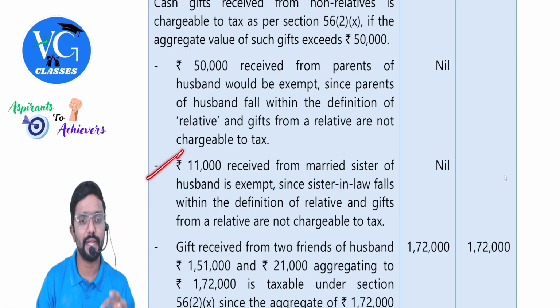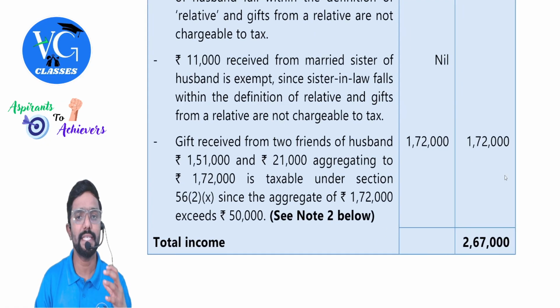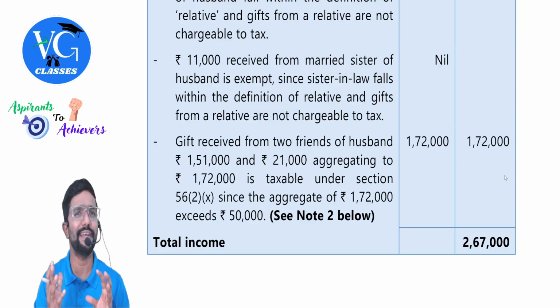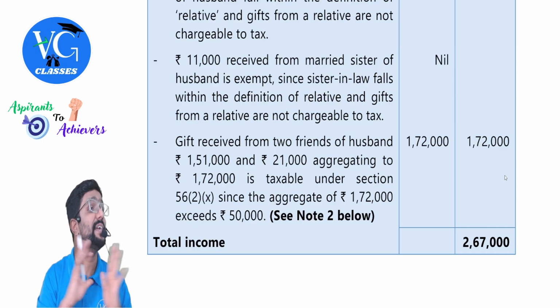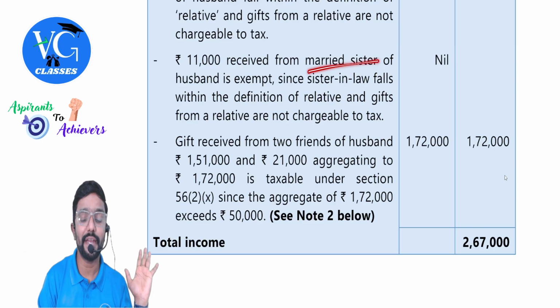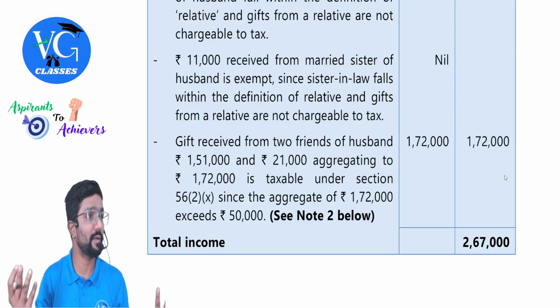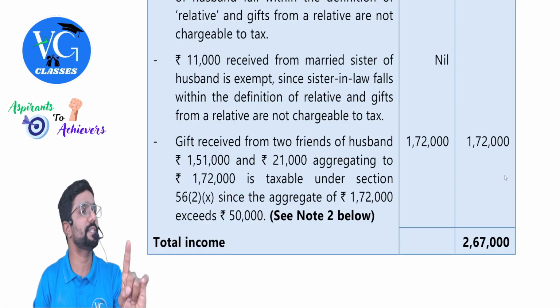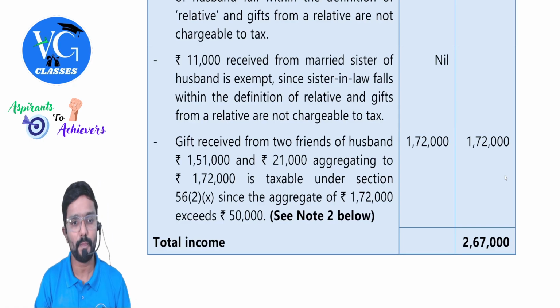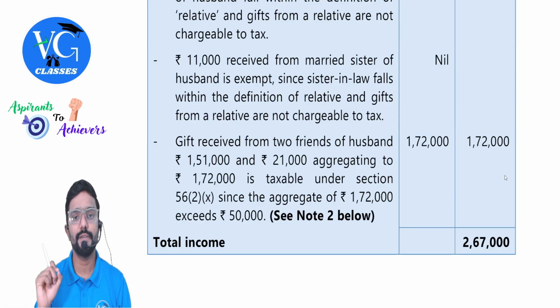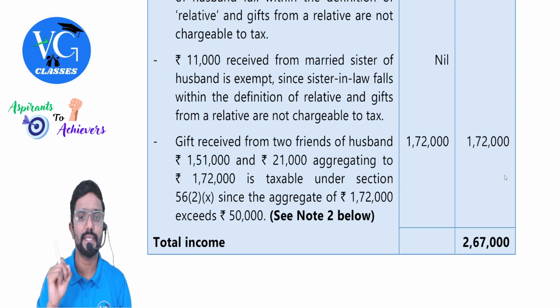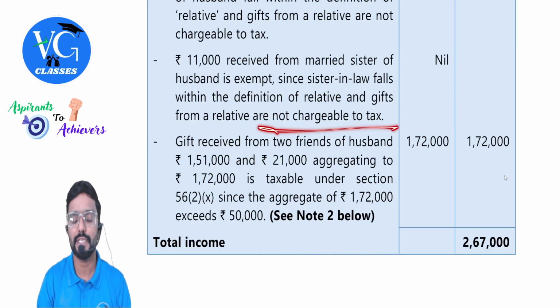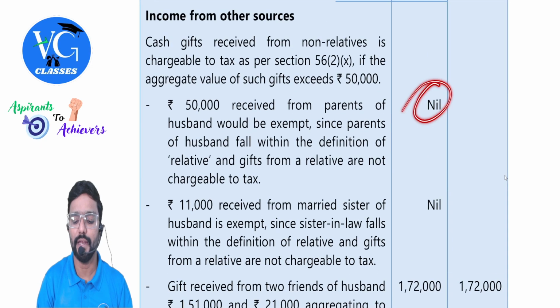Next, 11,000. 11,000 received from married sister of husband is exempt. See, all this they will confuse you by giving whether she is dependent, independent, and all. For the relative definition, dependency doesn't matter. Clear? Because they have given married sister and all. Sir, a married sister is not a part of the family, not a part of relative? No, no, no. For the relative definition given under section 56(2)(x), she is also included. 11,000 received from married sister of husband is exempt since sister-in-law falls within the definition of relative and gifts from relatives are not chargeable to tax. So both the cases are nil.